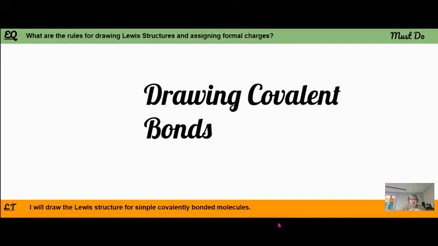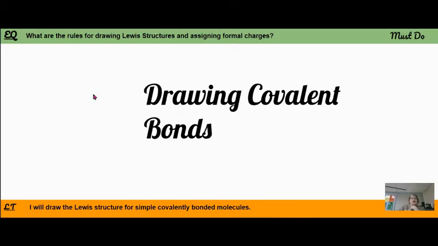We've talked about covalent bonds, and we've talked about how the electrons are shared in covalent bonds, as opposed to being given away or brought into the atom. The most important thing is to understand what that bond structure looks like. And so to do that, we're going to do what's called drawing covalent bonds, or drawing Lewis structures.